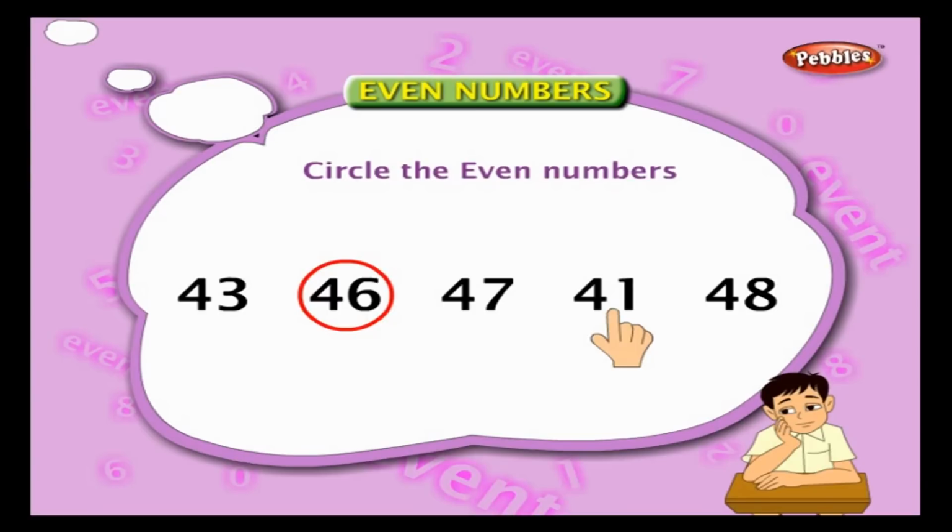41 ends with 1, so it is not an even number. 48 ends with 8, so it is an even number. Circle it.